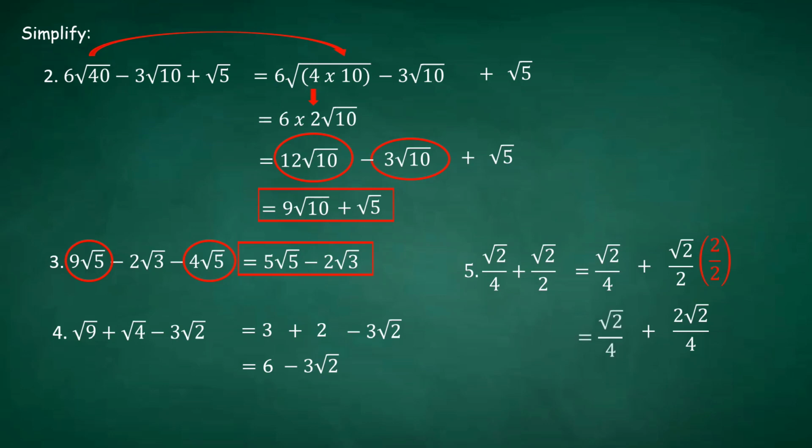Then square root of 2 over 4, plus 2 square root of 2 over 4, is equal to 3 square root of 2 over 4. This is our final answer.